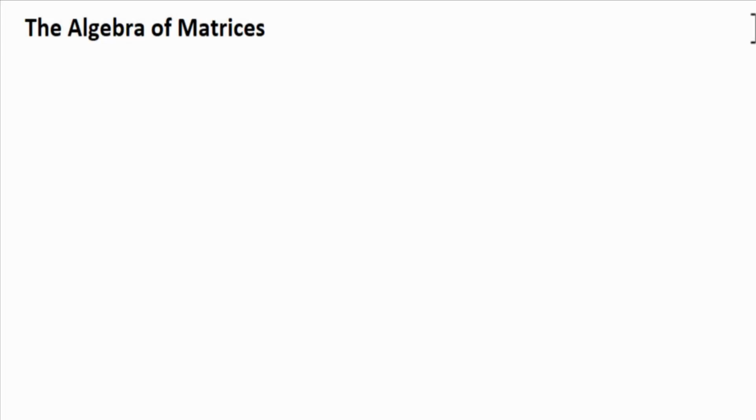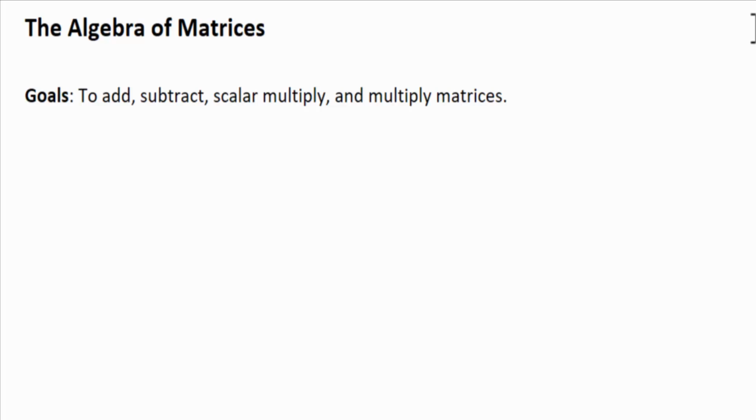Here we go, the algebra of matrices. I really kind of think of it as the arithmetic of matrices. The goal is to add, subtract, scalar multiply, and multiply matrices. We have two kinds of multiplications, but no division. So, how do you define operations on these objects we call matrices?